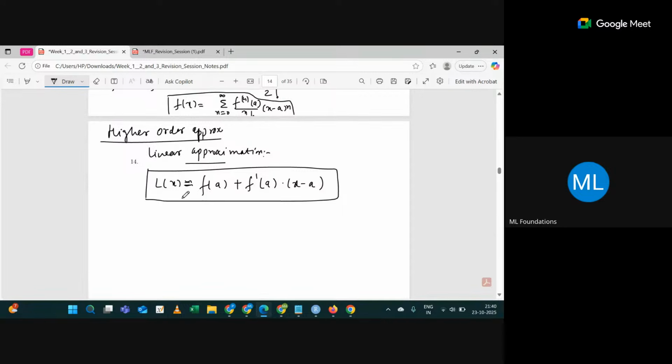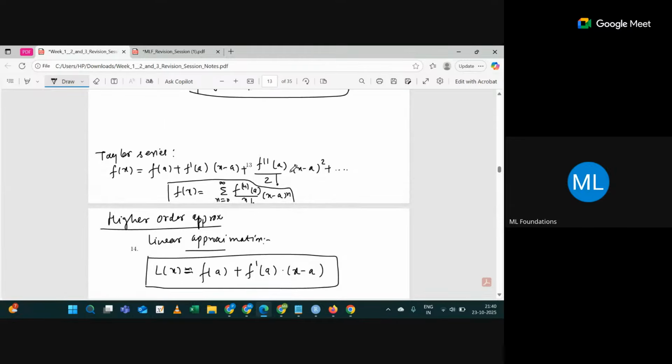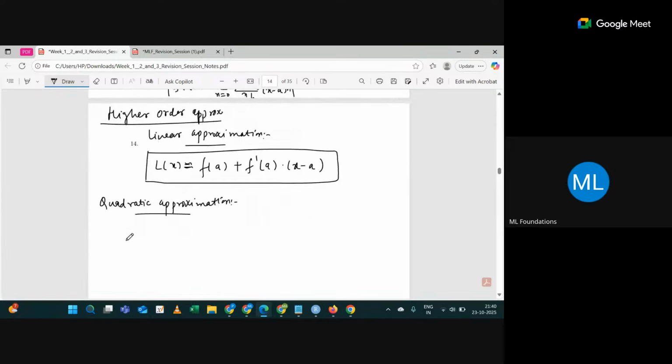Now, if you go to a higher order approximation, that is called quadratic approximation. In quadratic approximation, we'll take till the double derivative part. So your L of x will be f of a plus f dash a into x minus a plus f double dash a divided by 2 factorial into x minus a whole square. This is quadratic approximation.